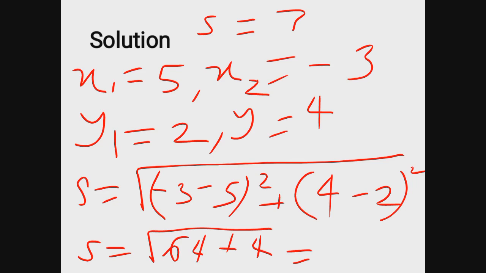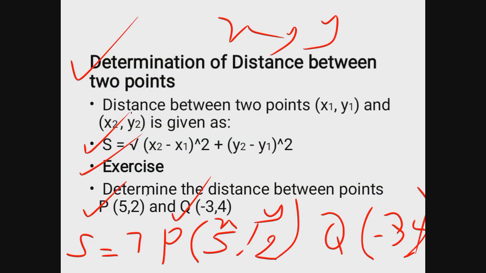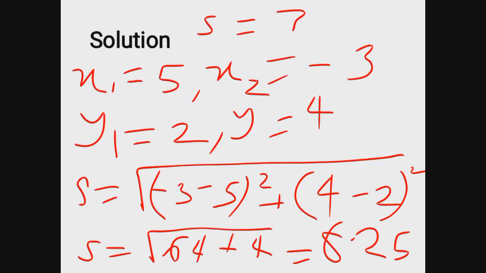And if you perform your arithmetic, the square root of 68 should give us 8.25, which is actually the distance between point Q and point P that the question is asking us. I hope that is clear and self-explanatory enough.